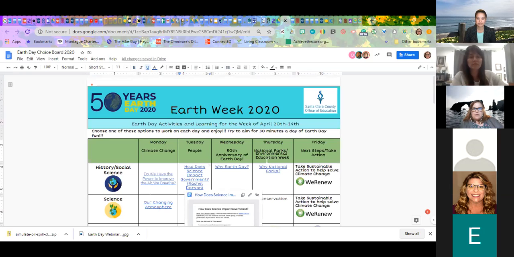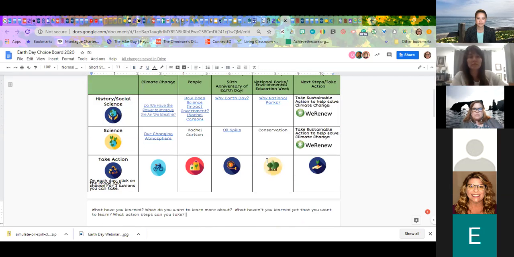And we do have some questions at the bottom for the students to be reflective about. And then we also did add at the very last day, on the Friday, we just really want that to be an action day. So we did link this climate change action page called We Renew, which has a lot of good other choices they could be making or action steps they can take.